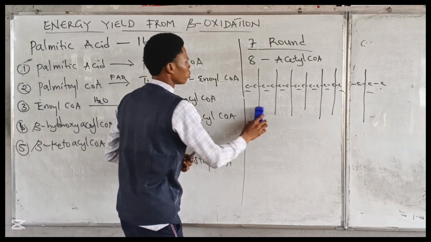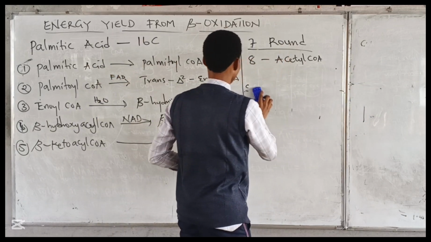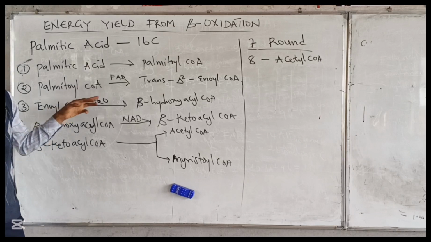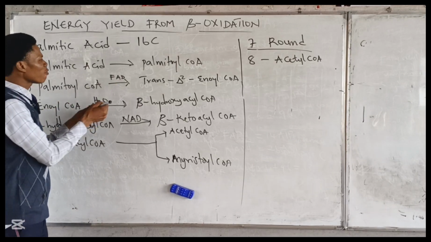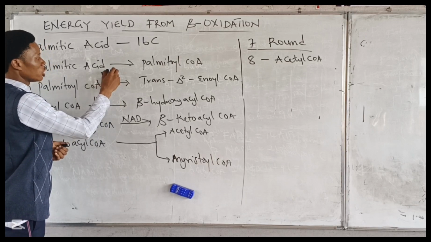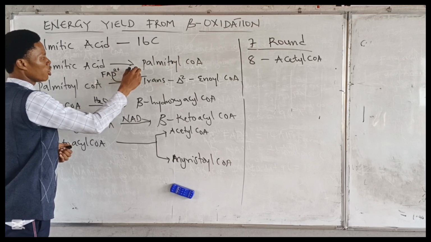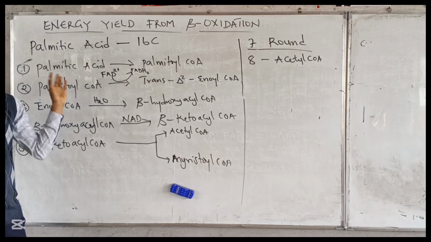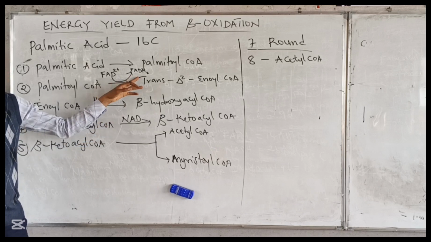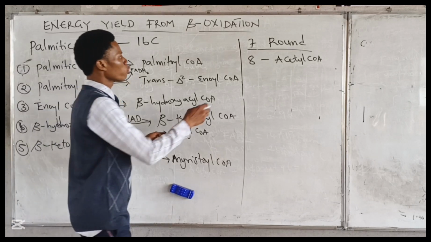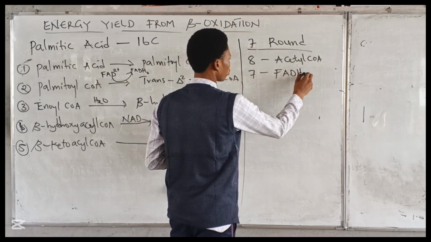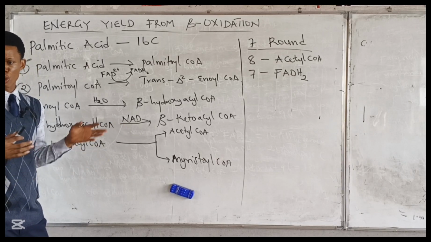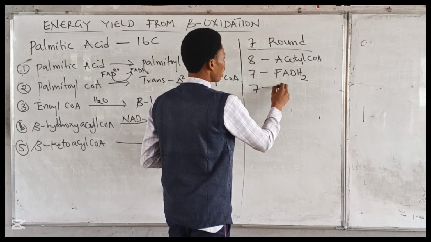Do you understand? Now, if you look at this very well, you agree with me that in each round we were using FAD, right? And FAD will always be reduced to FADH2, right? So each round we were producing 1 FADH2, is it not? So how many rounds did we take? 7 rounds. So how many FADH2 did we produce? 7 FADH2, right? In each round too, we were producing NADH, right? So how many NADH did we produce? Also 7. So we produce 7 NADH.